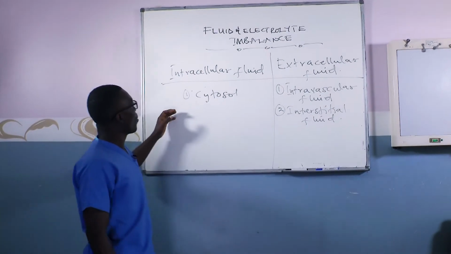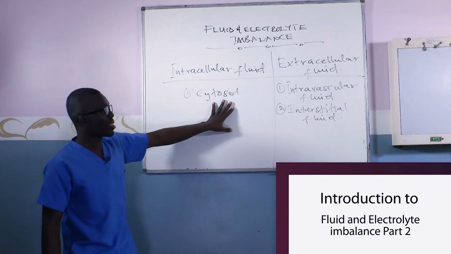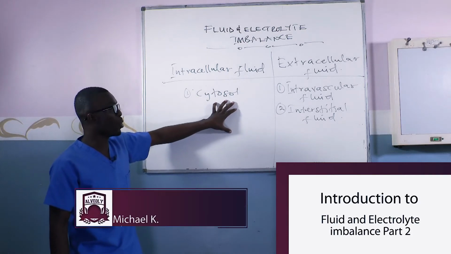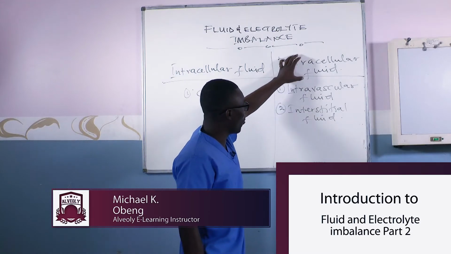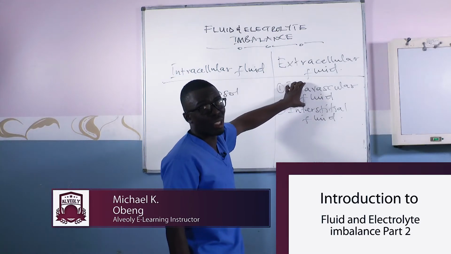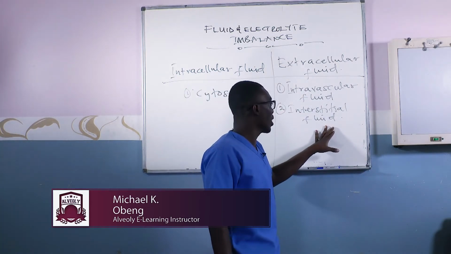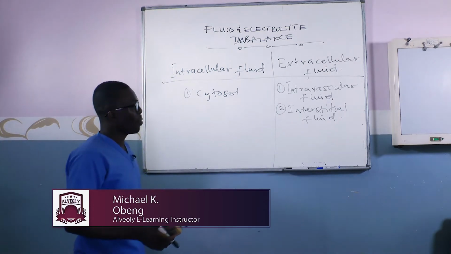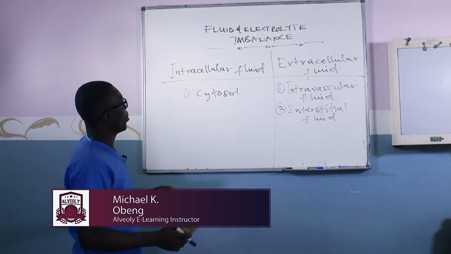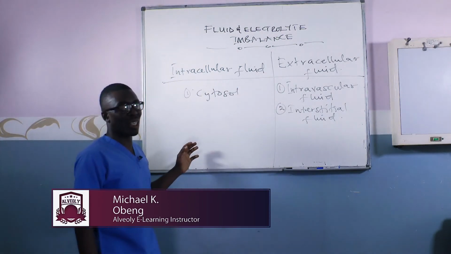All right, so intracellular fluid is made up of water, which forms the fluid compartment of the cytoplasm, whilst extracellular fluid is made up of intravascular fluid, which is the fluid within the blood vessel, and interstitial fluid, which is the fluid in between two cells. Okay, so basically that is that for intracellular fluid and extracellular fluid. So that's the introduction for it.